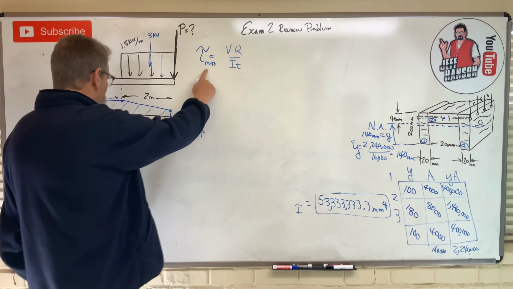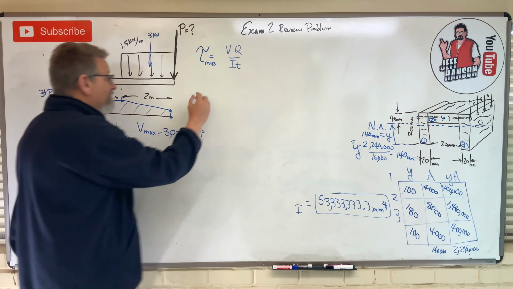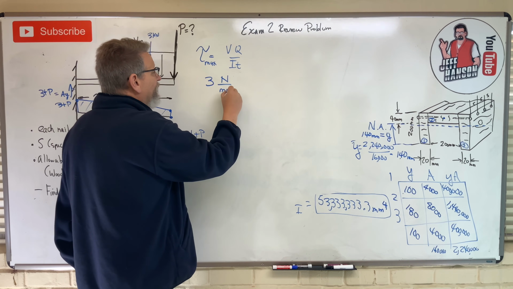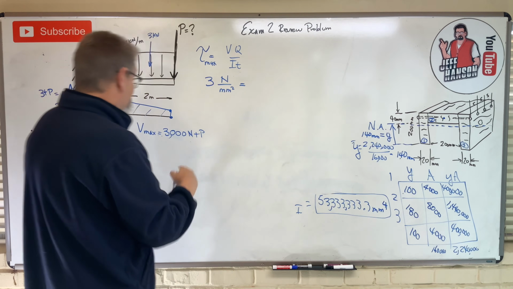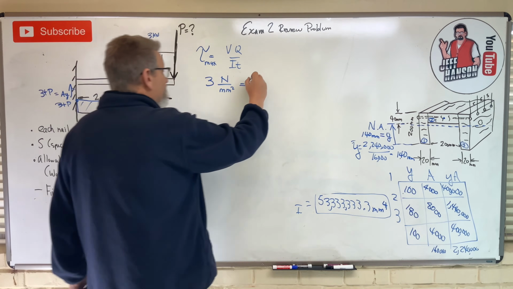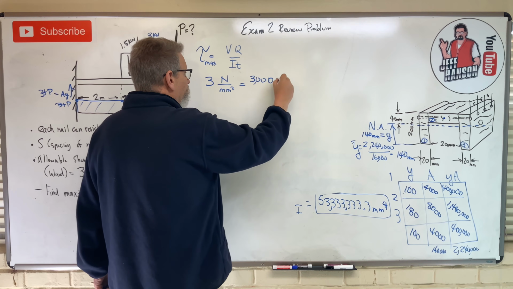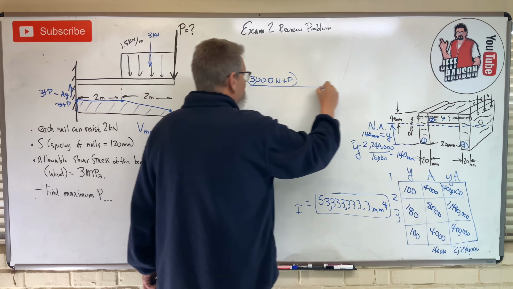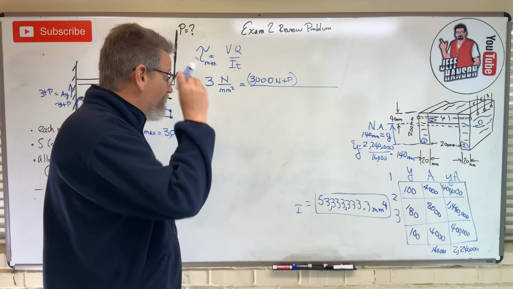So what do I have here that goes in this equation? I've got tau. I'm going to use this 3 megapascals over here, so that's going to be 3, and I'm going to put newtons over millimeters squared. Remember that trick. Is equal to V. Do I know V? Yes, it's right here. 3,000 newtons plus P. There's V. And so I need Q, don't I? Let's calculate Q. Do you think you can do it?